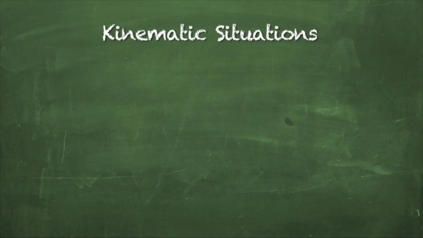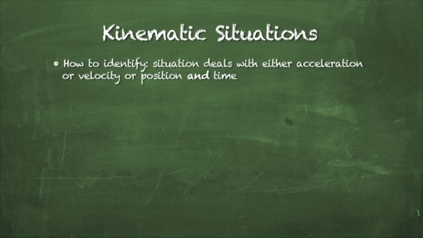Now that we know about acceleration and velocity and the relationship between them, we can define a new type of situation. This is our third type of situation. It's going to have another starting equation. This type of situation we'll call a kinematic situation. That comes from the Greek word for moving, a moving situation. So how do we identify a kinematic or moving situation? It's a situation that deals with either acceleration or velocity or position.